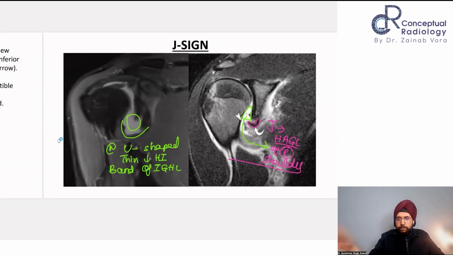So if the avulsion happens from the humerus, we call it HAGL. If it happens from the glenoid, we call it GAGL. And if the avulsion happens from both ends, from the humerus as well as the glenoid, we call it the floating IGHL. Okay, why floating? Because it has been torn from both the ends.